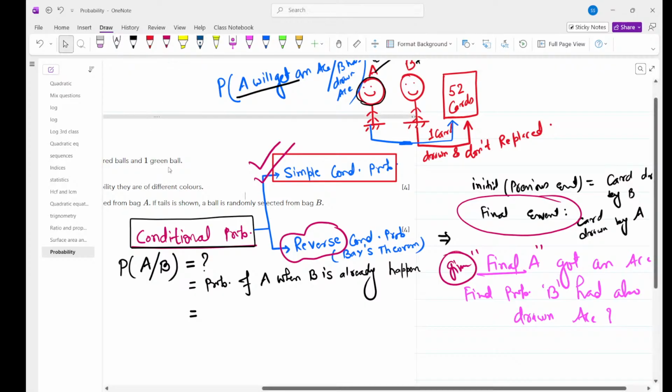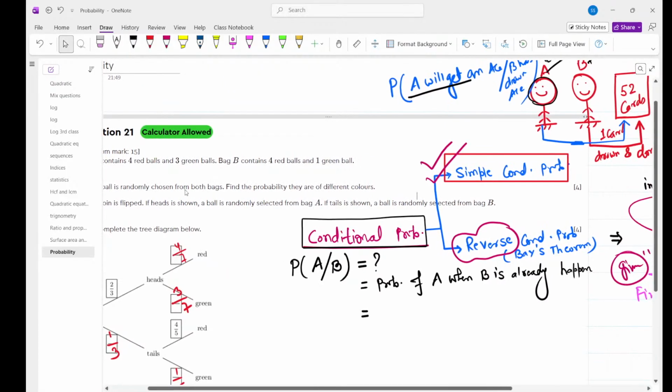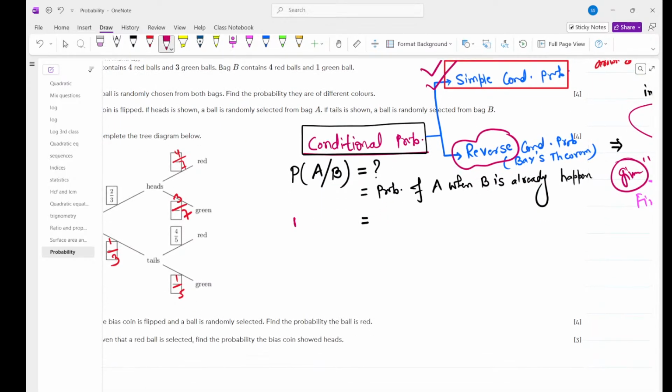So first analyze whether the question is for simple conditional probability or reverse conditional probability. First of all, you have to decide this. And the formula is: probability of A when B has already happened is probability of A intersection B upon probability of B. Have you heard this formula? Nope. Search it on Google.